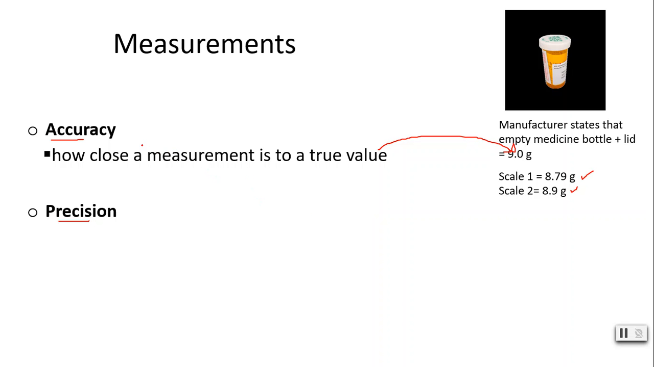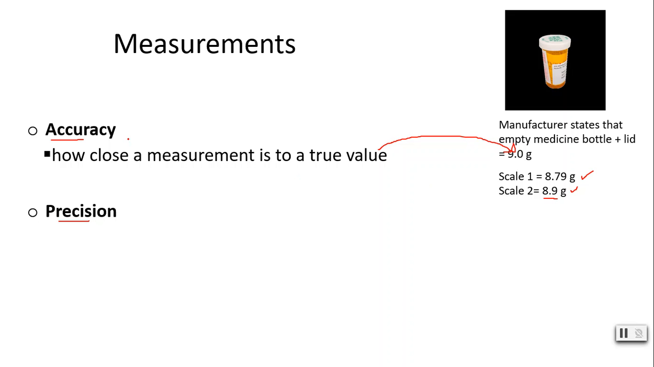Which measurement is the most accurate, or the closest to the true value? Well, it would be this measurement, 8.9. That is closer to 9.0 than 8.79. So we would say that the measurement associated with scale 2 is the most accurate measurement.